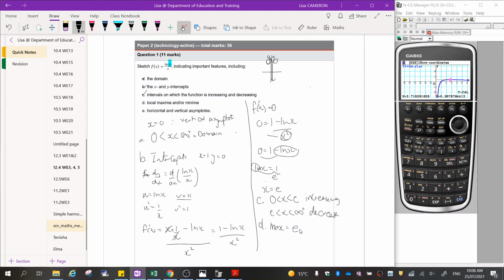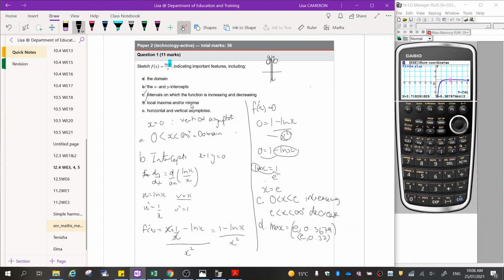equals when x is e, y is 0.3679 to 4 decimal places. It didn't ask me what decimal place to go to. So either I can roll with that or I can round it to 2 decimal places like we normally do. Okay, that's you done.